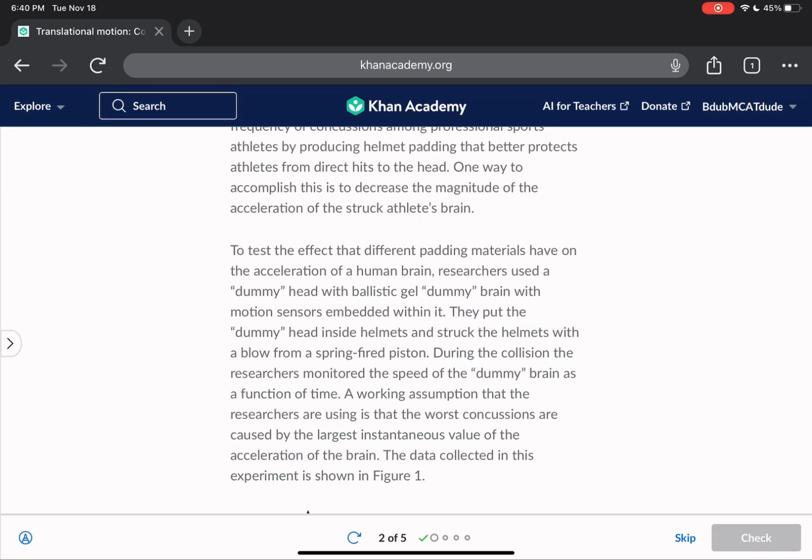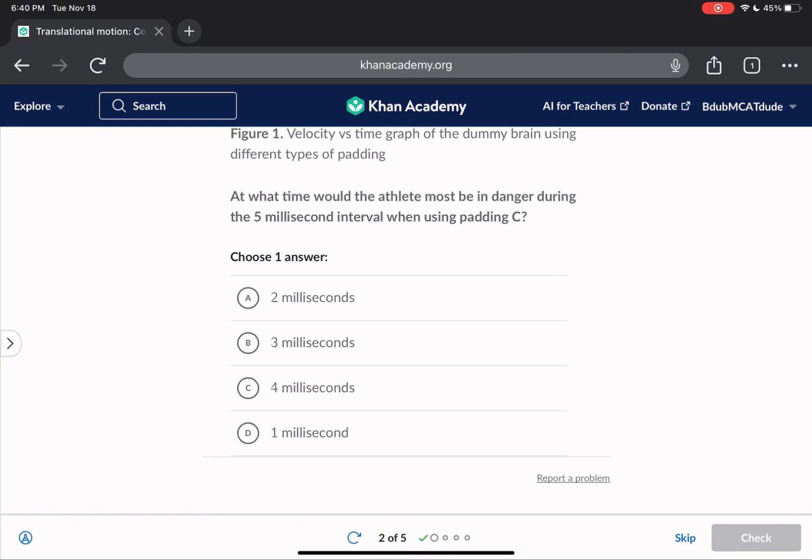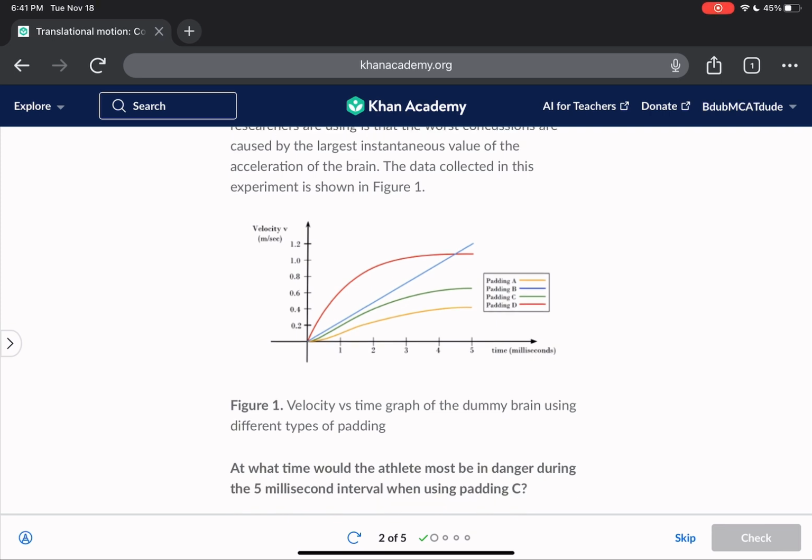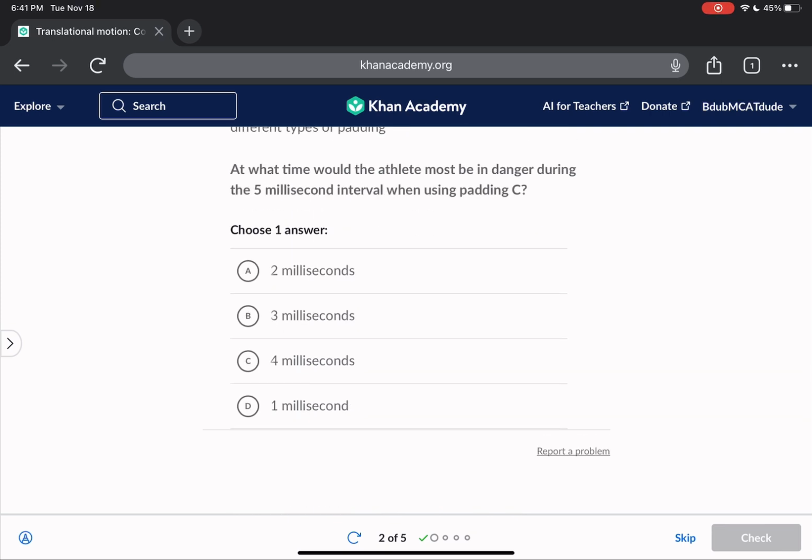The second question is asking us what the most dangerous time frame is when padding C is applied. Looking at the graph again, we can see that early on, the acceleration of C is the steepest, meaning that the instantaneous acceleration is the highest. Therefore, 1 millisecond is the answer.